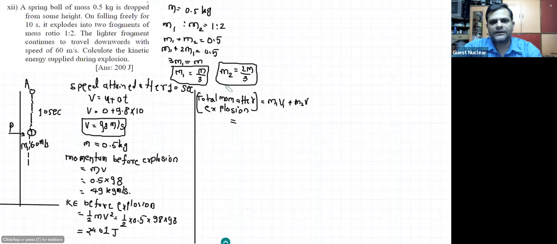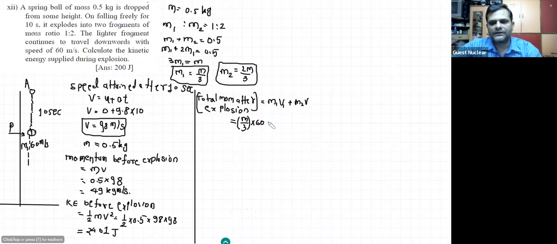Okay, m1 we have expressed here in the form of m, which is m/3 here. So we put that here, and it becomes m/3 as it is into v1. Now m1 means the lighter part, right? And it is already given here that the lighter part continues to move in the same direction downwards with the speed of 60 meter per second, right? So this velocity, 60 meter per second, must be the v1, that is the velocity of the first part after the collision or explosion. Okay, so here we have to multiply this m/3 by 60 here.